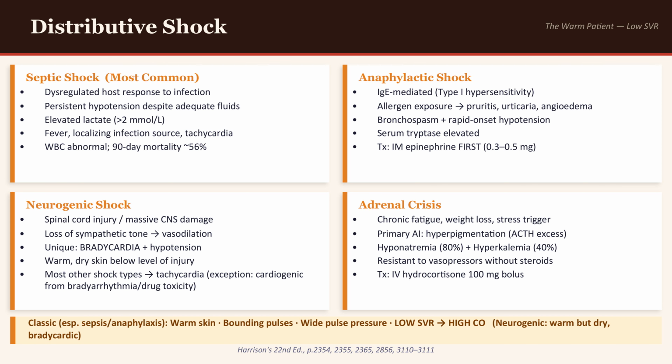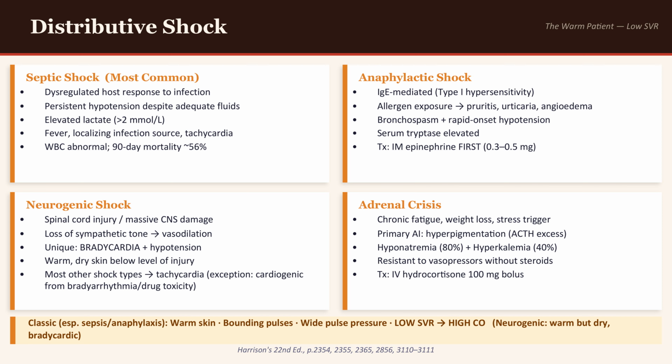The neurogenic patient is the one that will fool you. They've had a spinal cord injury, and because they've lost all sympathetic tone, they're vasodilated and bradycardic. Almost every other shock presentation is tachycardic. Neurogenic is the classic exception, though cardiogenic shock from bradyarrhythmias or beta blocker toxicity can also present with a slow rate.